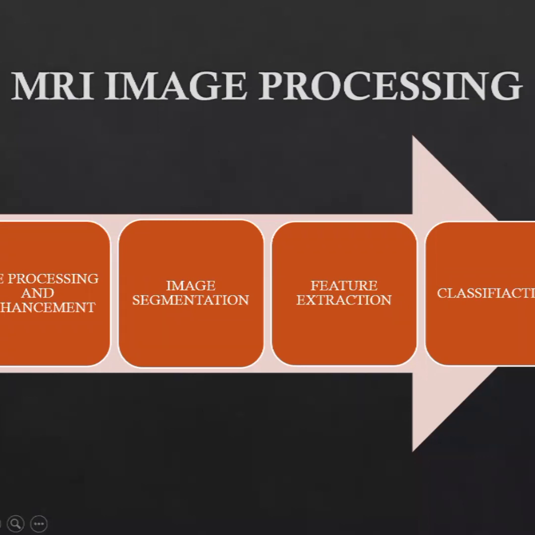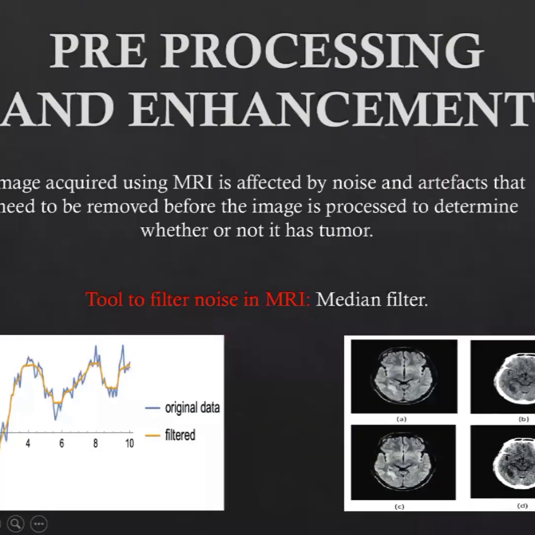Hello everyone, this is Bhumika Karhana and now I'll explain you about MRI image processing. MRI image processing includes the following steps: pre-processing and enhancement, image segmentation, feature extraction and classification. I'll start by explaining you pre-processing and enhancement.